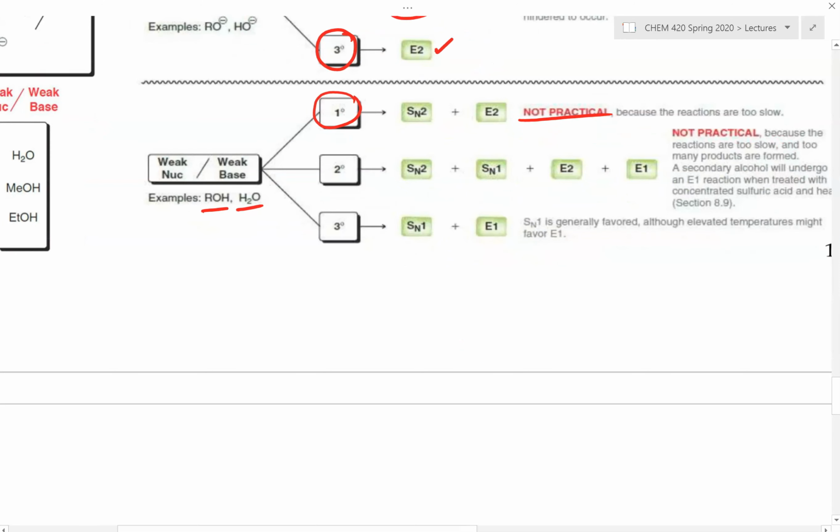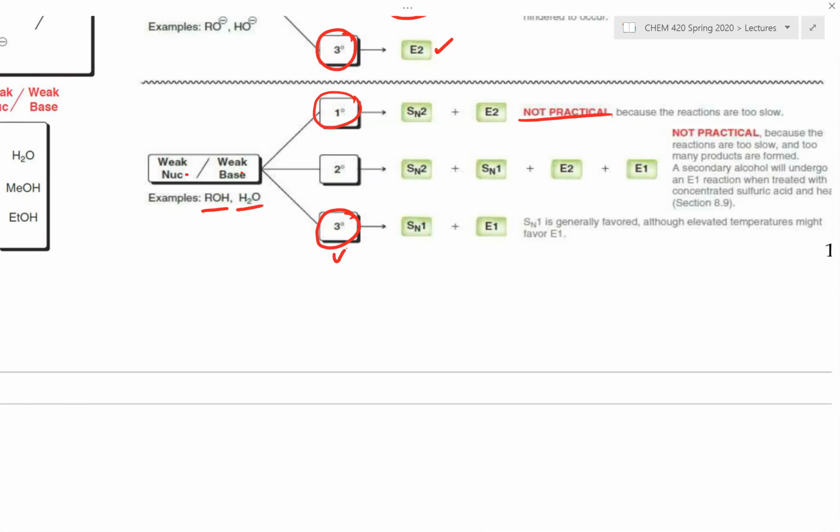And if they were to proceed, they will be pretty slow reactions. Now, if we were to have a tertiary substrate, in this case, since this is a weak base and weak nucleophile, that is when the reaction rate will be a little bit faster.